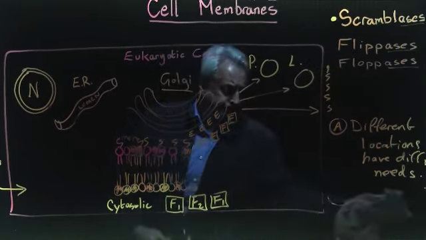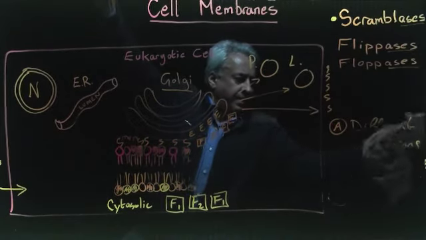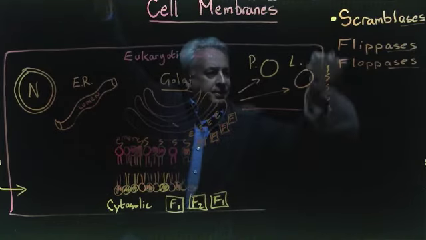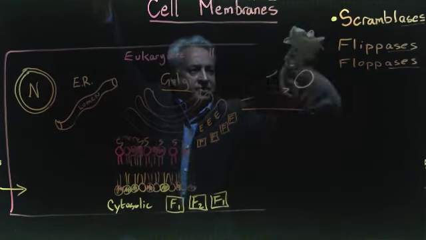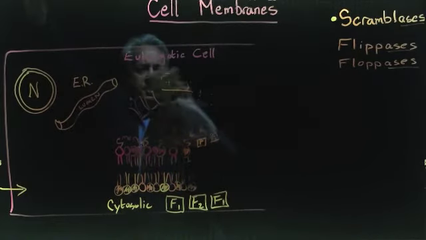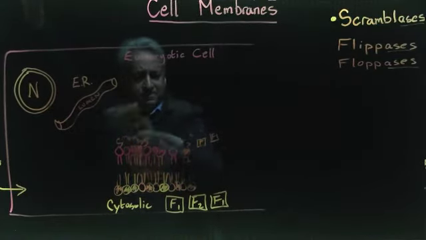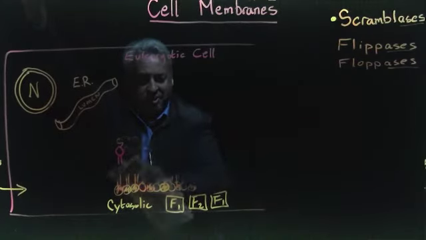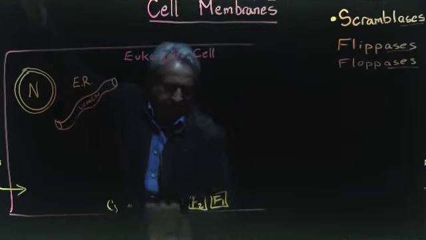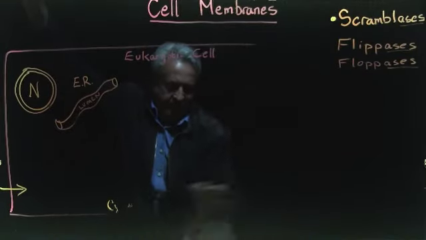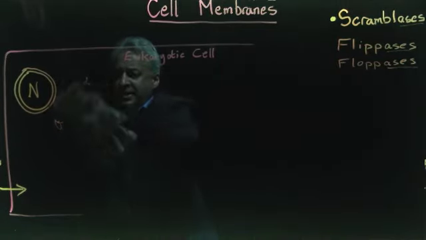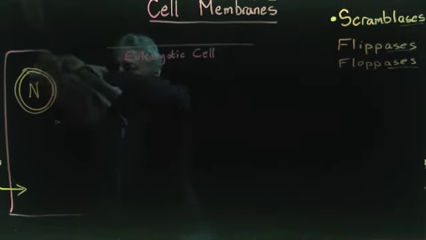So let's go back, let's erase this, and let's go back and show you how that would work. So I need to get rid of most of this stuff, so bear with me please. A great way to learn this is to compare and contrast what happens in prokaryotes and eukaryotes, and in many cases the biology is going to be similar but different, and understanding that difference in biology between prokaryotes and eukaryotes is a great way to learn cell biology.